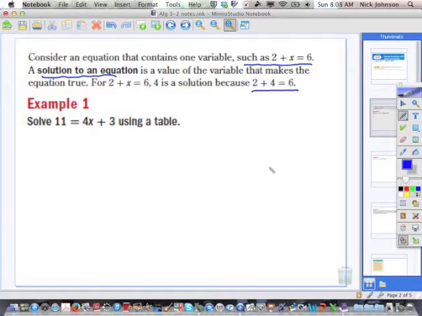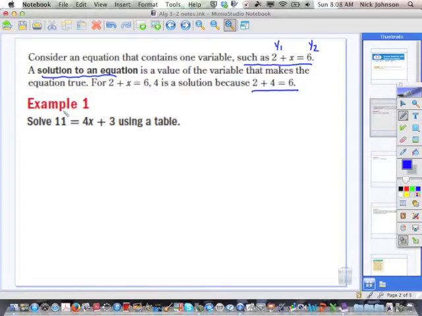Now, what you need to understand is on a graph or on a table, you can put the left side of your equation as your y1. You put the right side of your equation as your y2. And what's going to happen is these two things are going to intersect. Where they intersect gives you your solution. That's the glory of these tables or graphs.